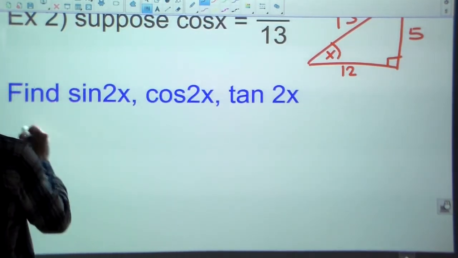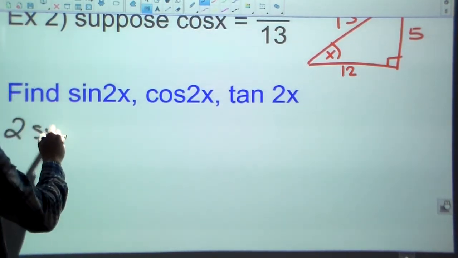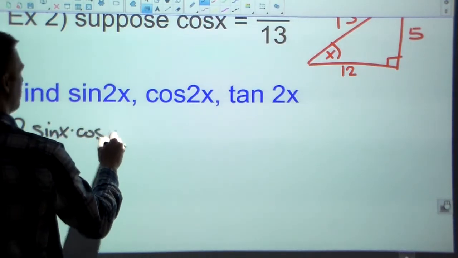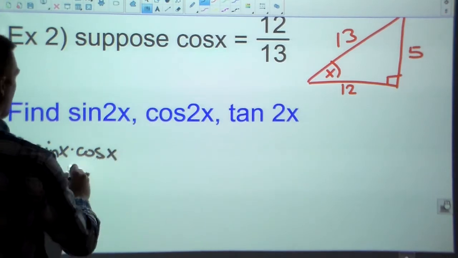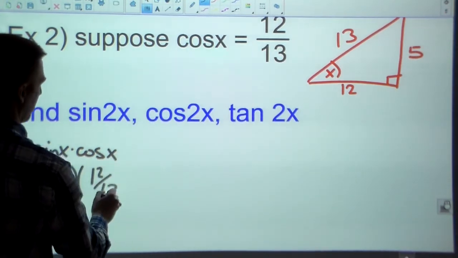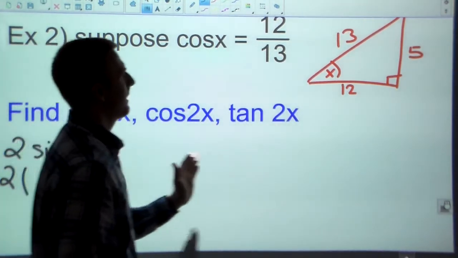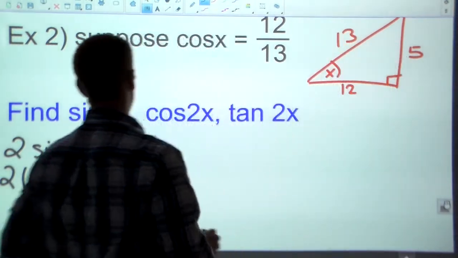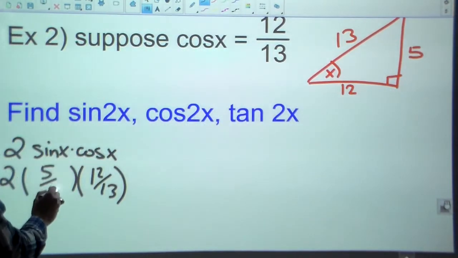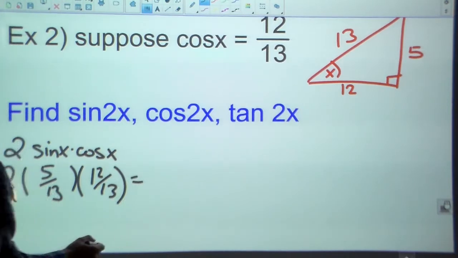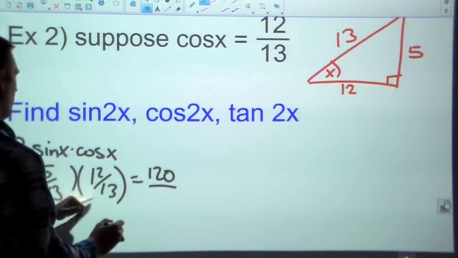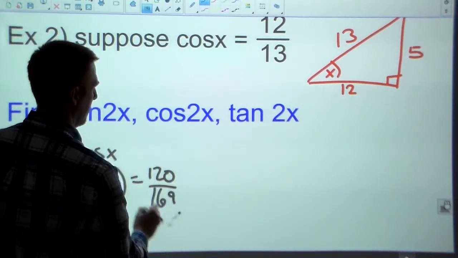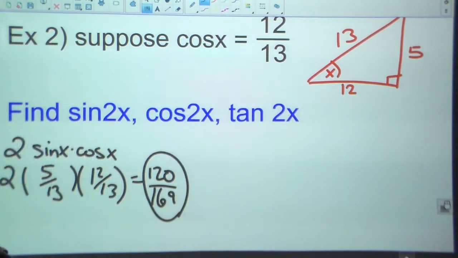So sine of 2x, well, we know that's the same thing as 2 sine x times cosine x. We do know already that cosine x is 12 over 13. Of course, we could use the triangle to get that. Sine x would be 5 over 13, so let's go ahead and put that in here. If you finish that up, you're going to get 2 times 5, which is 10, times 12, so 120 on top, and 169 on the bottom. And that would be your answer for that part.